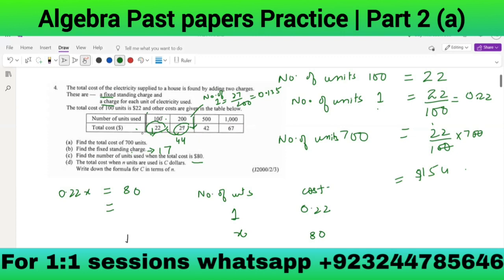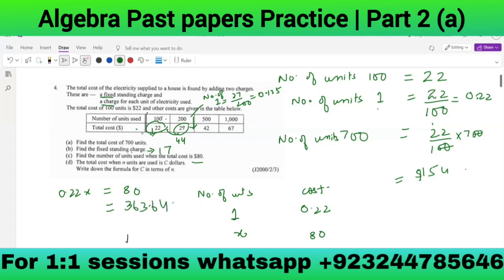What is cross multiplication? We multiply 80 with 1 and 0.22 with x. So it is 80 divided by 0.22, which is 363.64.